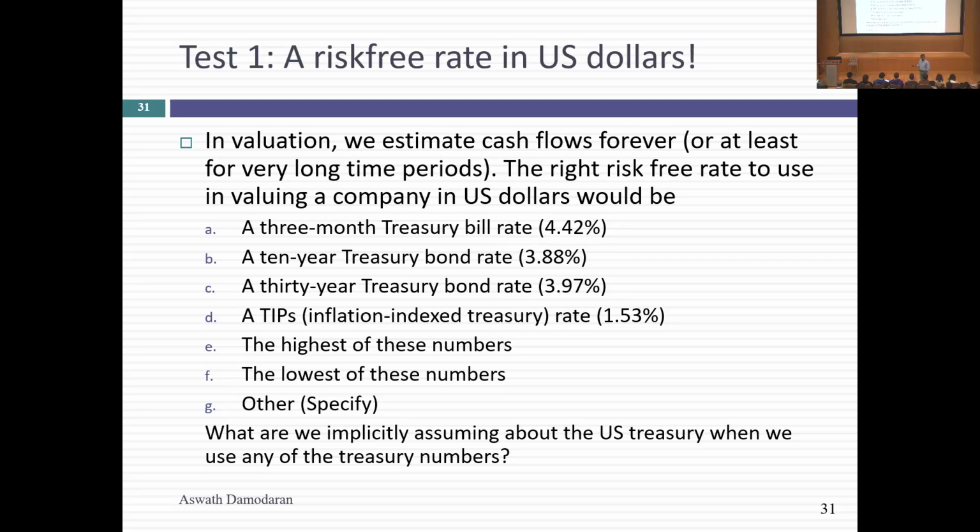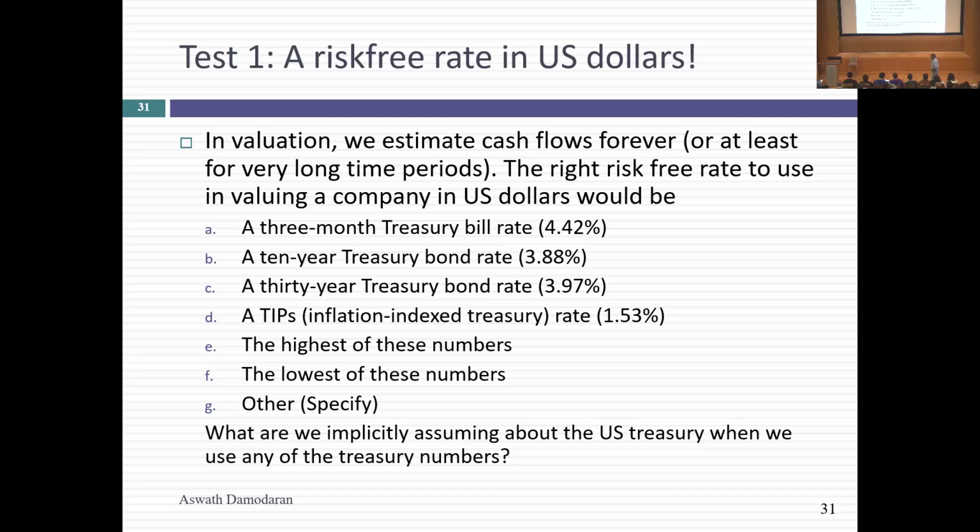What's wrong with that? Your cash flows are forever. It's a duration matching problem. A T-bill rate should never, ever, ever be used in a DCF valuation. About 1 in 5 DCF valuations I see use the T-bill rate as a starting point. Already, you're in the muck, right? You can't use a 3-month T-bill rate.